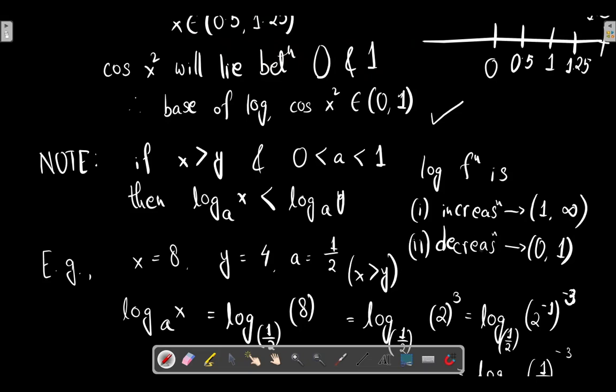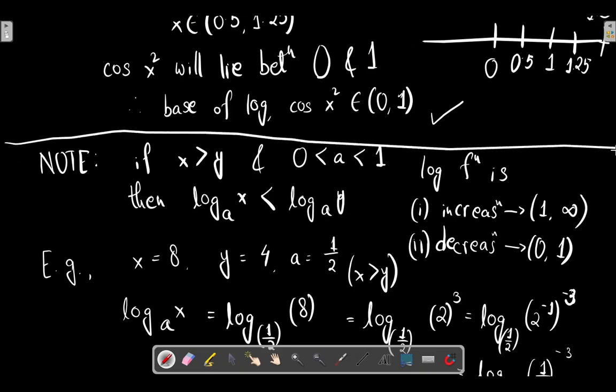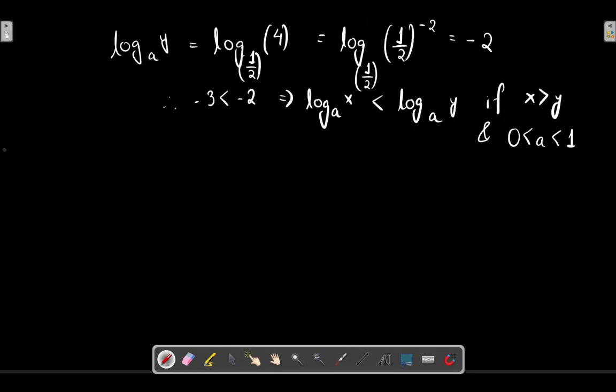This holds good. If you see the logarithmic graph also, you'll see that this is decreasing up to 1 and then increasing after 1. So this is just an extra note. This is extra. This is not part of the sum so far.